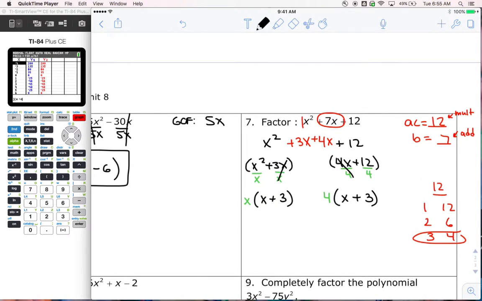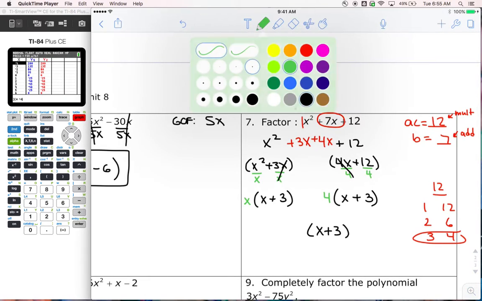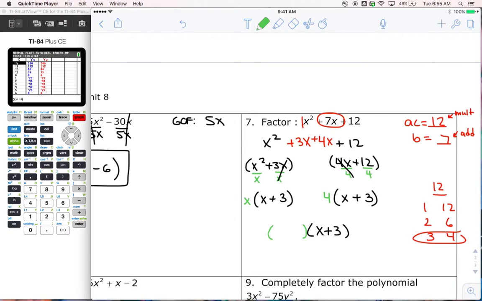Now we're happy about this because we have x plus 3 in both. Those are supposed to match. If they don't match, start over, find your mistake. So one of my final groups is going to be the x plus 3, those matching groups. My other group is going to be these outside terms, which is x and a positive 4. And that is my final factored form.